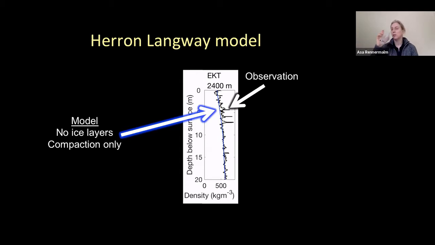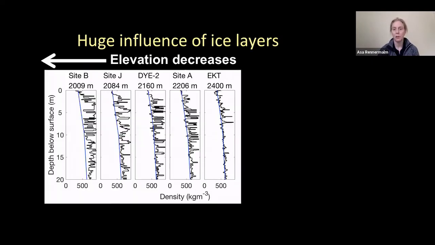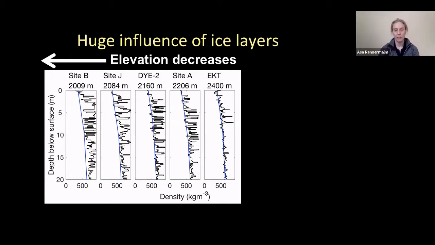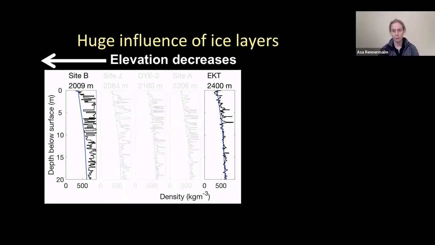So I'm going to take you through the different cores again here. So here we go. This again, the 5 sites. You see the model in blue, the density in black, and then elevation decreases from EKT to site B. So it's kind of messy to look at all 5 of these, so I'm just going to block out so we can focus on the 2 extremes.